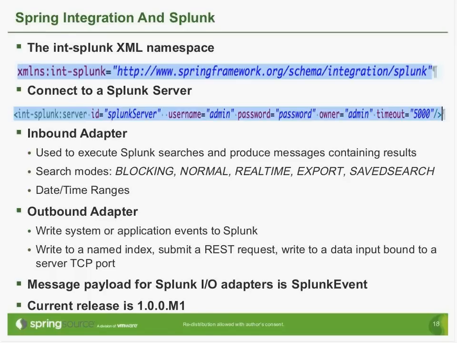When we talk about inbound adapters in Spring integration, this means that anything that comes from that source will be sent to a channel. So we're basically binding a channel to Splunk for input. And when we talk about input with the Splunk SDK, we're performing a search, and there are several search modes supported by that SDK: blocking, normal, real-time, export or saved search, which you would configure using the Splunk admin console and give a name for that saved search that you can execute.